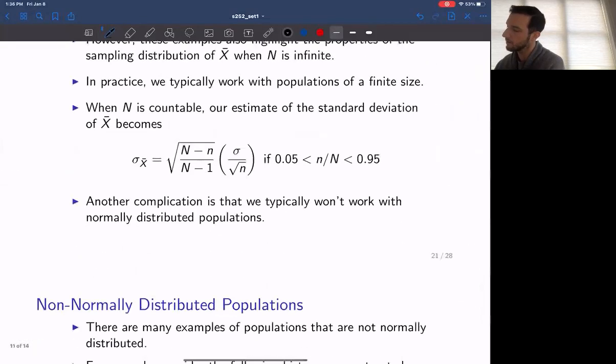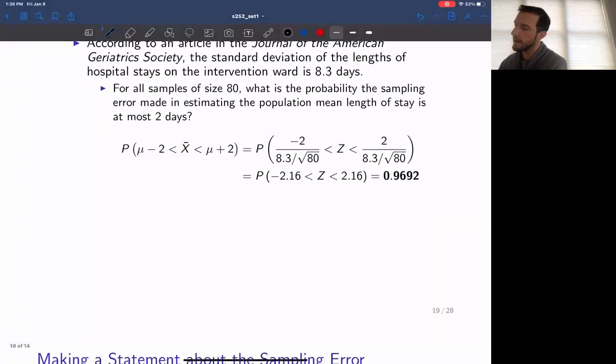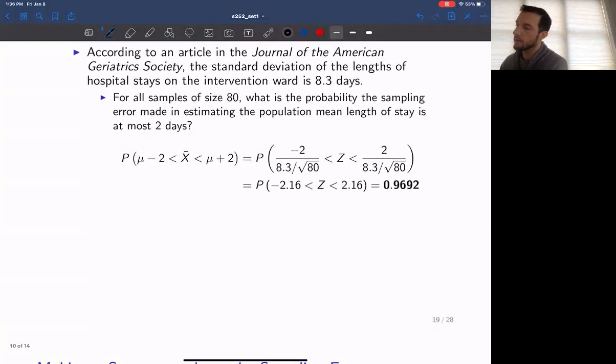So for example here, according to an article in the Journal of the American Geriatric Society, the standard deviation of the length of hospital stays on the intervention ward is 8.3 days. For all samples of size 80, what is the probability that the sampling error made in estimating the population mean length of stay is at most 2 days?